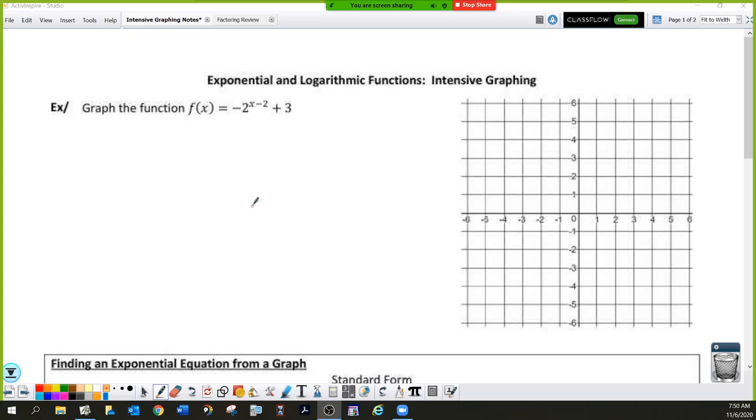That horizontal asymptote only changes if we shift our graph up and down. Because if you shift the graph up and down, you're also shifting the horizontal asymptote up and down. So if you see a vertical shift at all, then you know that you have a different horizontal asymptote. So this number that is added or subtracted at the end is your new horizontal asymptote. So I'm going to go ahead and throw that on there, y equals 3.